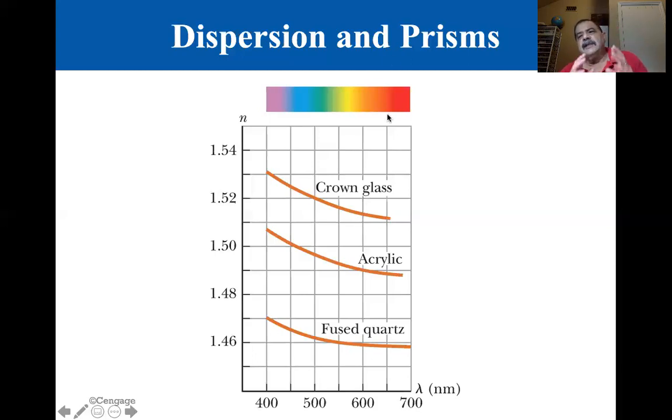So it's not only material dependent, it's frequency dependent. So if you were making a lens, you would want to use fused quartz because you see here the spread is almost 0.02, whereas here it's closer to 0.01. The spread in the index of refraction.